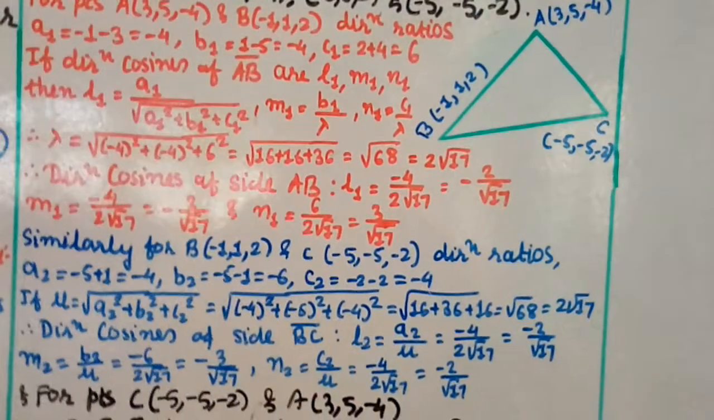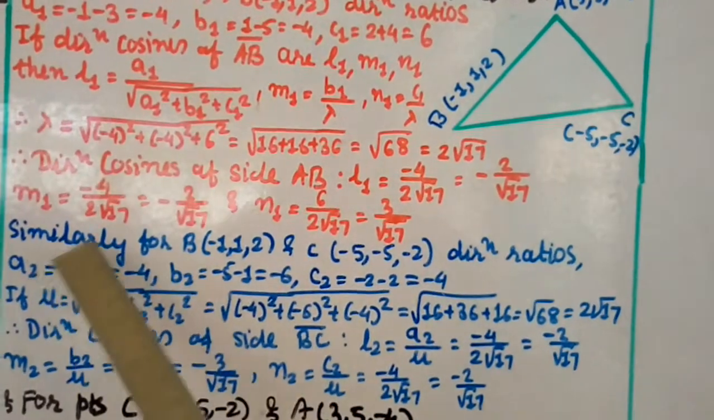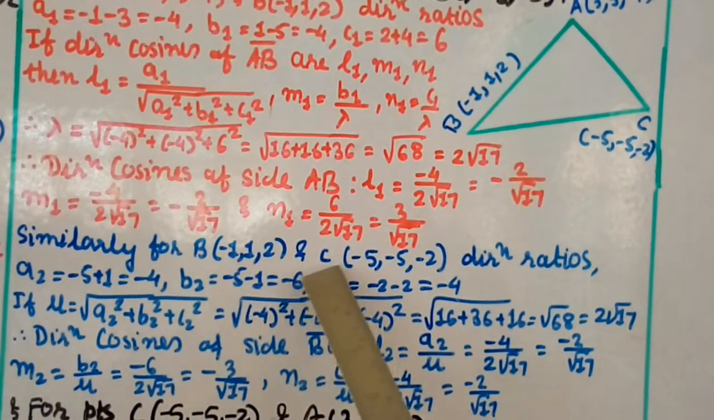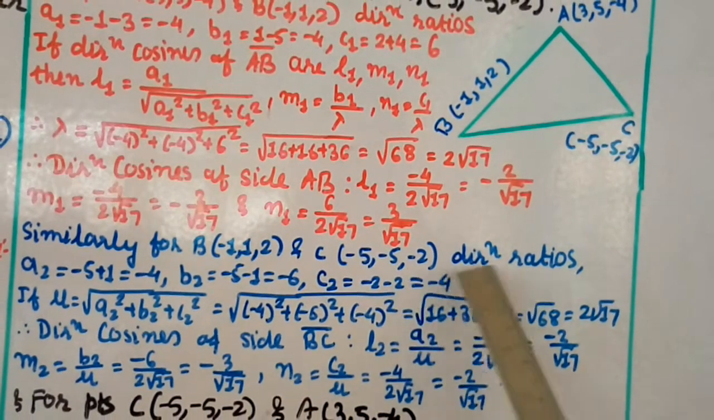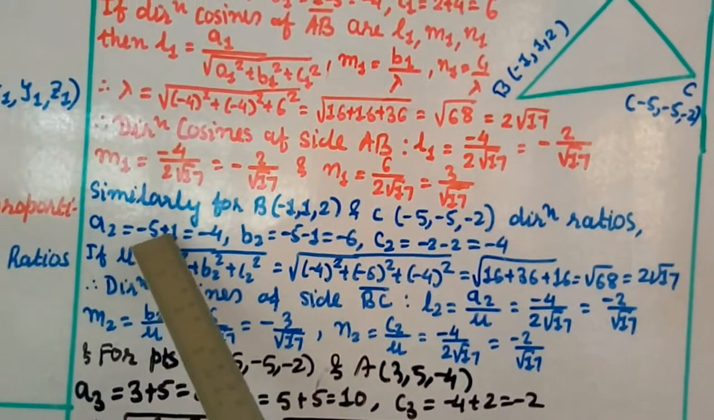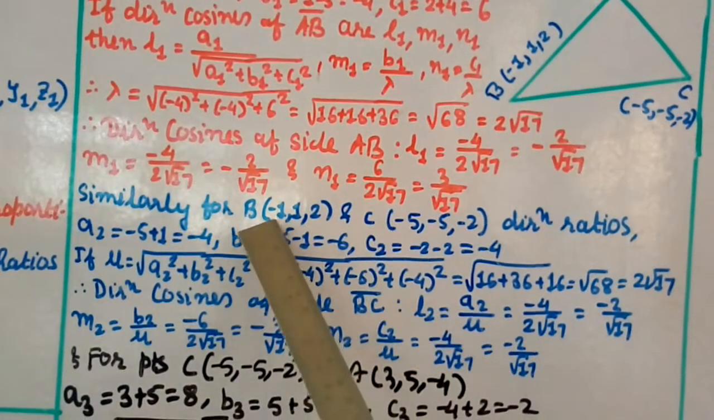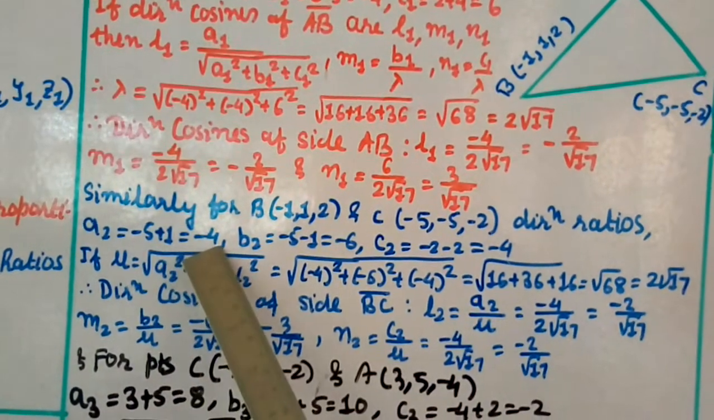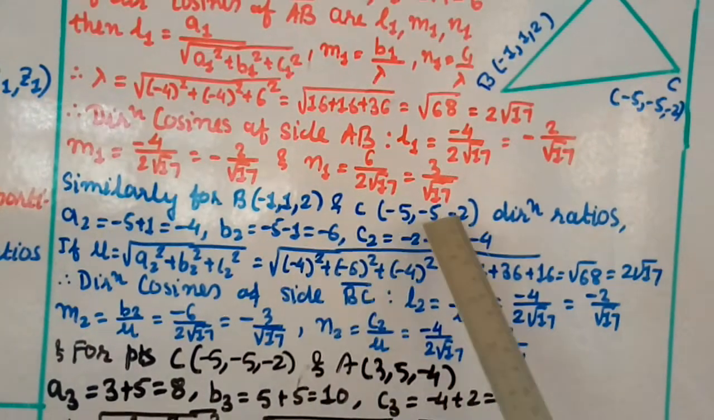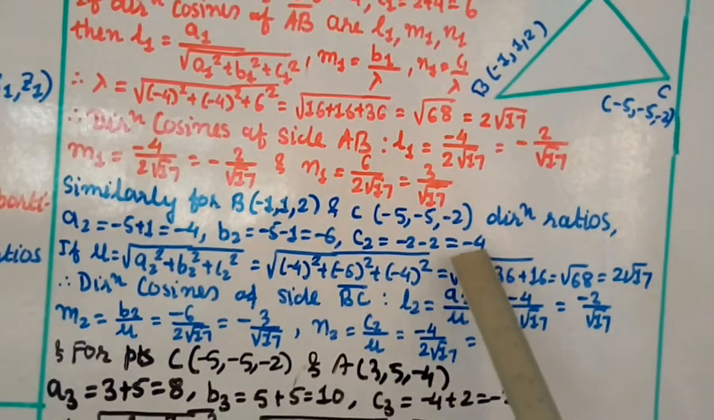Similarly, we shall find for BC and CA. So for B (-1, 1, 2) and C (-5, -2), the direction ratios, the same way as previously: a2 equals minus 5 plus 1, that is minus 4. b2 will be minus 5 minus 1, that is minus 6. And c2 is minus 2 minus 2, that is minus 4.